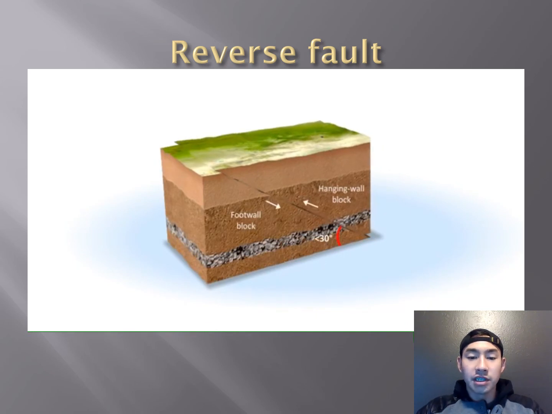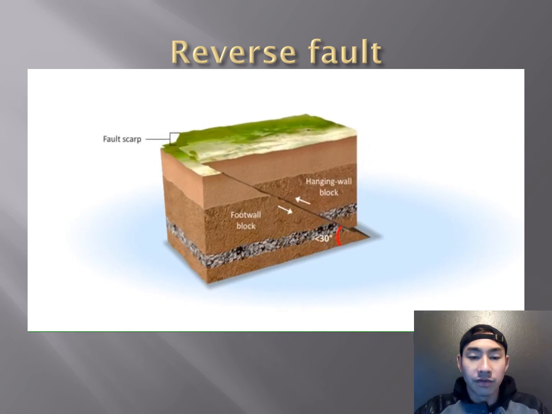So in general, reverse faults tend to have a very shallow angle. This shows about 30 degrees, and that's a fairly general thing that we've seen before for a majority of reverse faults. They all tend to be fairly shallow angle.